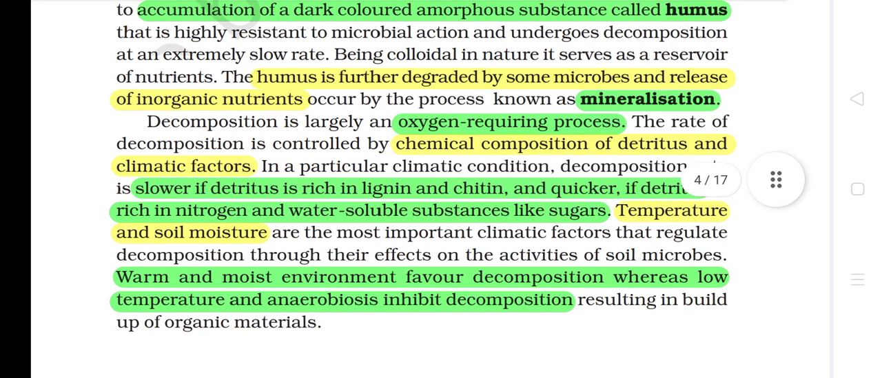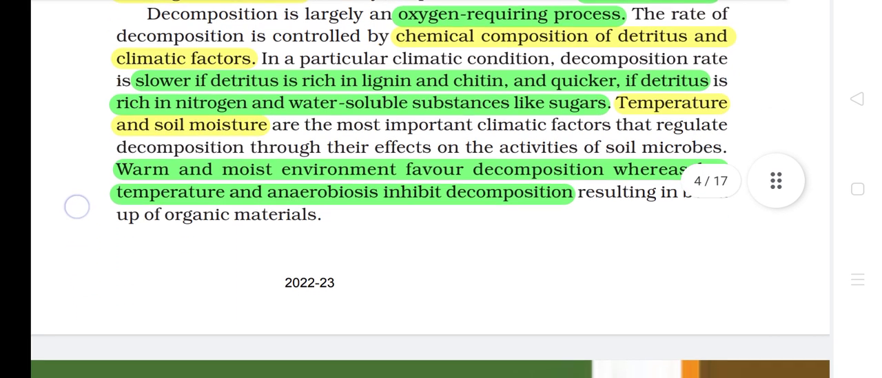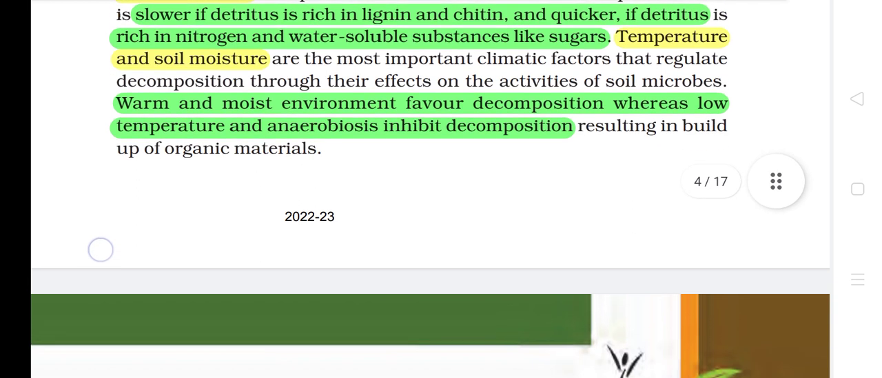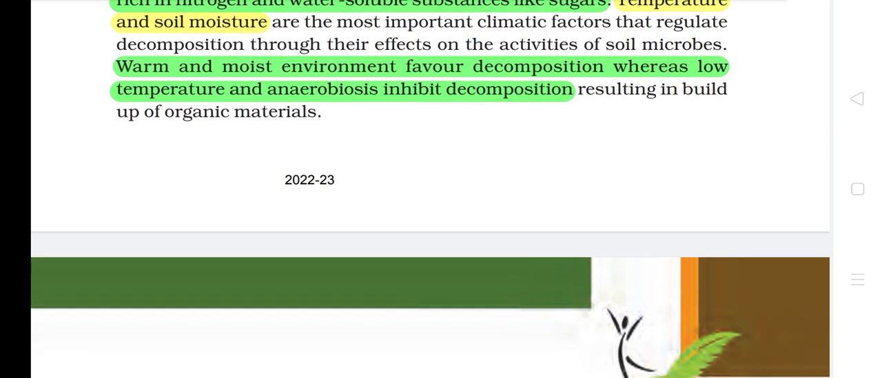Decomposition is largely an oxygen-requiring process. The rate of decomposition is controlled by chemical composition of detritus and climatic factors. In a particular climatic condition, decomposition rate is slower if detritus is rich in lignin and chitin, and quicker if detritus is rich in nitrogen and water-soluble substances like sugars. Temperature and soil moisture are the most important climatic factors that regulate decomposition through their effects on the activities of soil microbes. Warm and moist environment favor decomposition, whereas low temperature and anaerobiosis inhibit decomposition, resulting in buildup of organic materials.